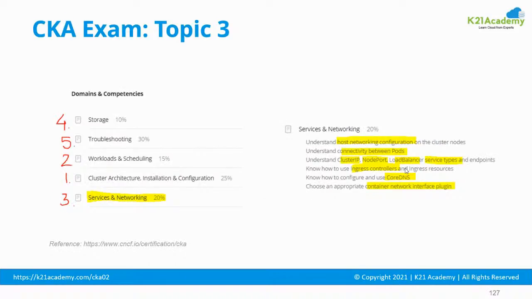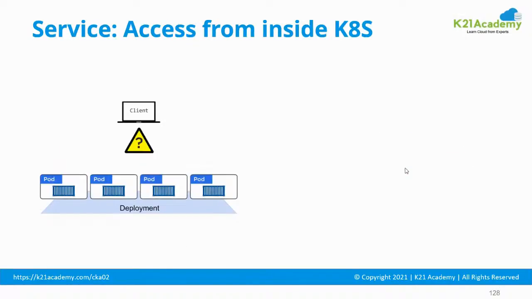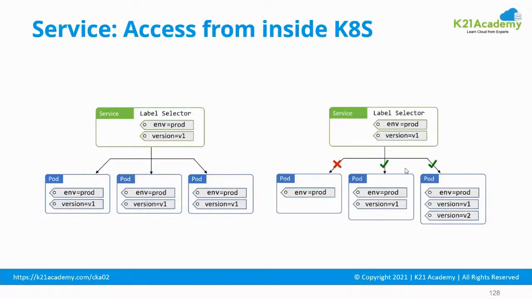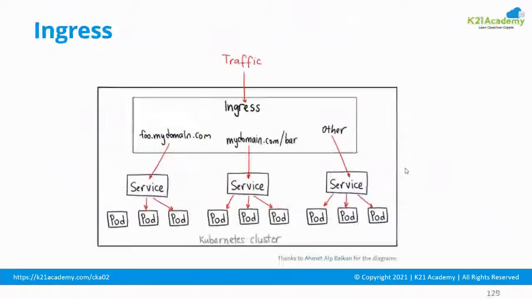ambassadors. Then third is networking, where you need to know about connectivity between pods, cluster IP, node port, load balancing. There's something called ingress controllers, all those things. So how can your cluster see the application that we saw today? And how are these services configured within my containers, what does the ingress controller mean, and so on.